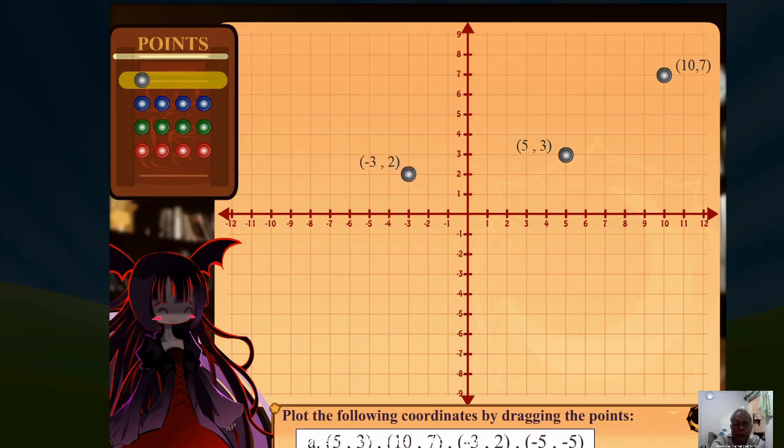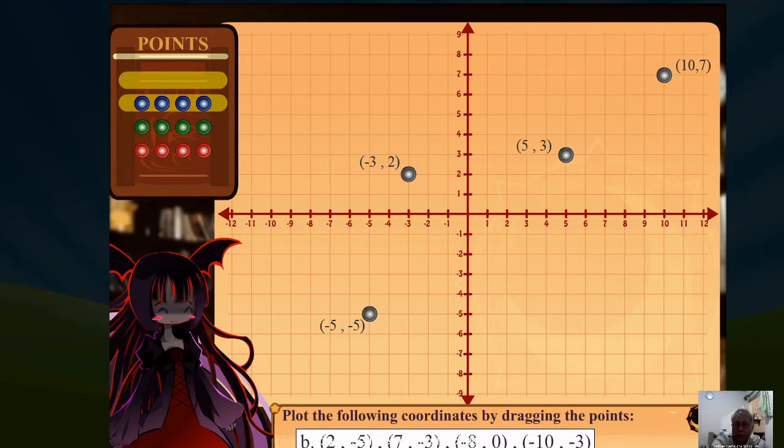Negative 5 and negative 5. So where's the negative 5? The negative 5 is here. And then the other negative 5 is going down because that is negative. So it's in here. Put this one here, negative 5 and negative 5. Very good.